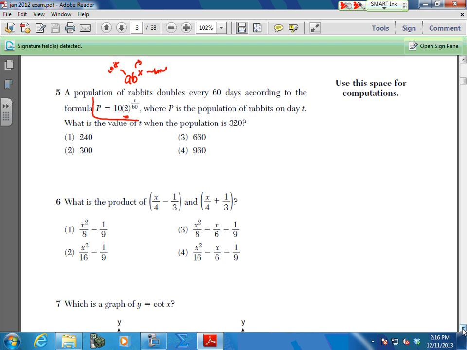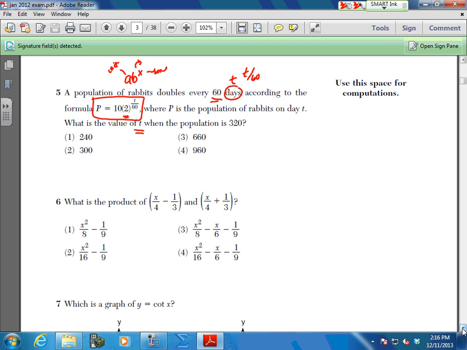They gave you the formula. Now, because it doubles every 60 days, if time is in days, you have to make your time up here t divided by 60, which they did. They want to know what is the value of t when the population is 320.